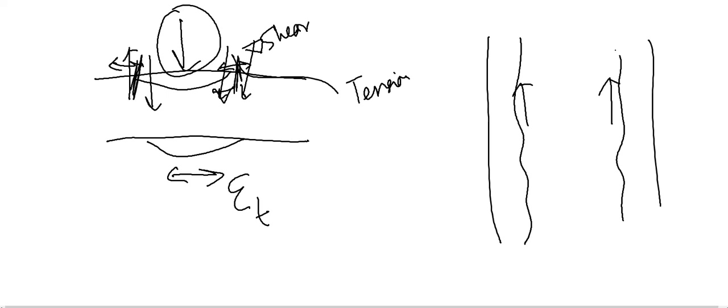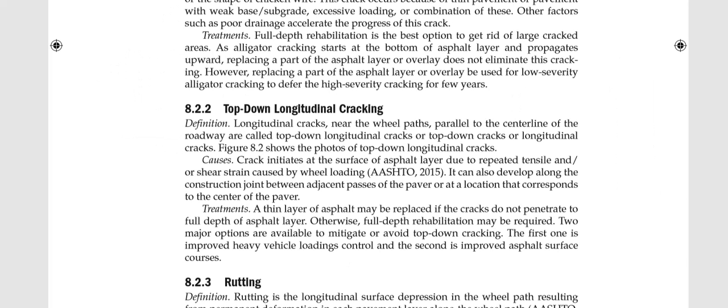Now again, the mechanism of this crack is still under research. So exactly we do not know what the contribution of the surface tension and surface shear is. We only use the surface tension to calculate this crack. With time, when the research improves, we will know better. So that is the definition of a top-down longitudinal crack, and why it happens: due to repeated tensile or shear strain at the surface.